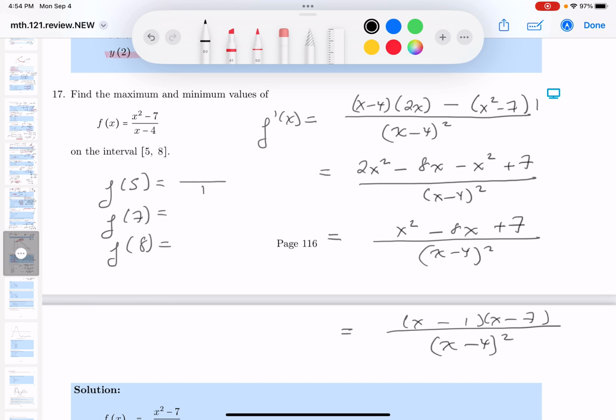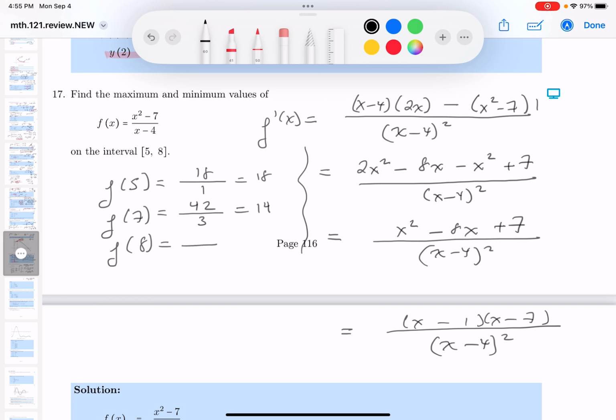You get 1 in the bottom. On top, you get 25 minus 7. That's going to be 18. 18 divided by 1 is 18. All right, let's do the next one. That's going to be 7 minus 4 on bottom, which is 3. The top is going to be 7 squared, which is 49, minus 7, which is 42. And that's going to be 14.